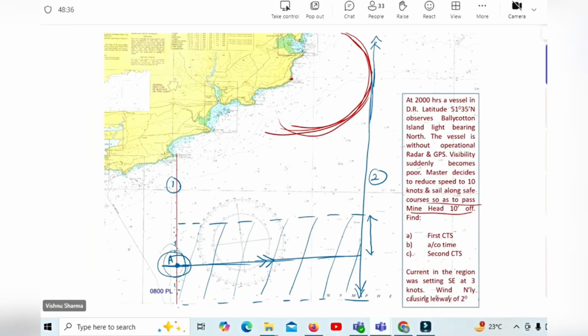Do you agree with me? Yes or no, guys? The reliability of the DR depends on which was the last fix used for calculating the DR. If the interval is less, reliability of the DR is higher. If the interval is high, the reliability will be lesser.